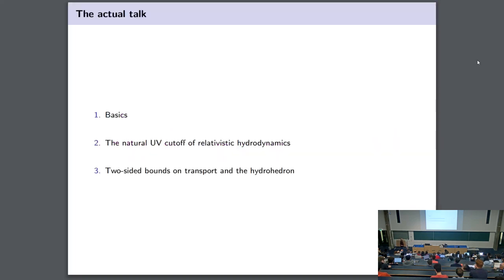Now let me start with the actual talk. So I will introduce the hydrohedron in the final part of the talk. The hydrohedron is going to emerge, spoiler alert, from a new infinite set of relational two-sided bounds on all the transport coefficients that I will construct. Since transport coefficients are dimensionful quantities, it is essential to measure them against another dimension, another energy scale in order to form these bounds.